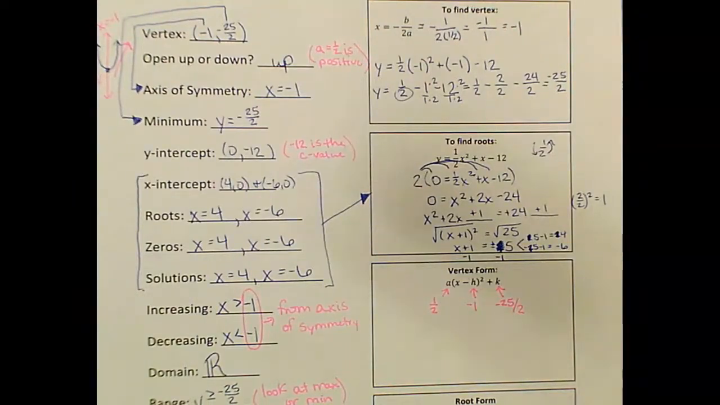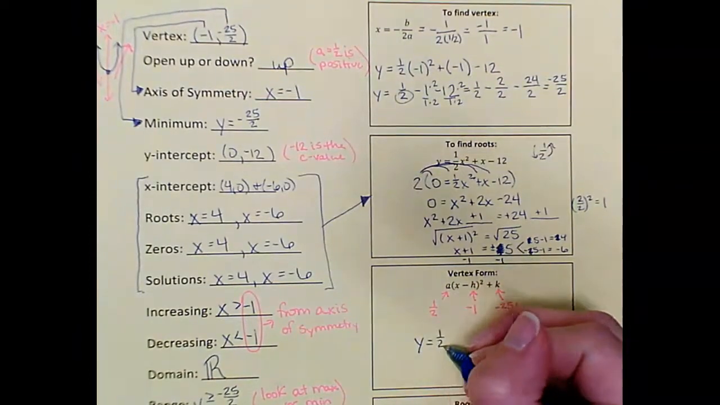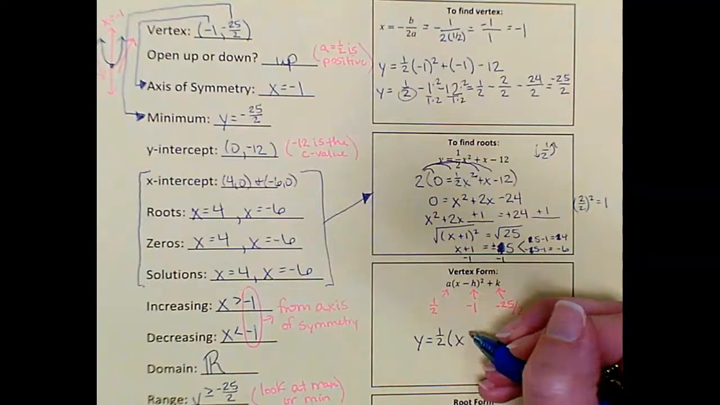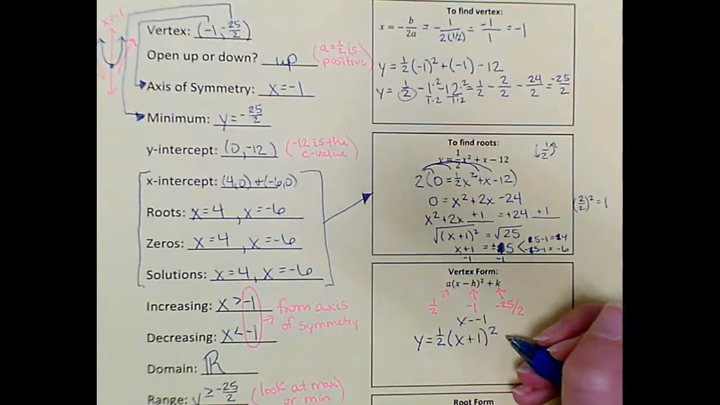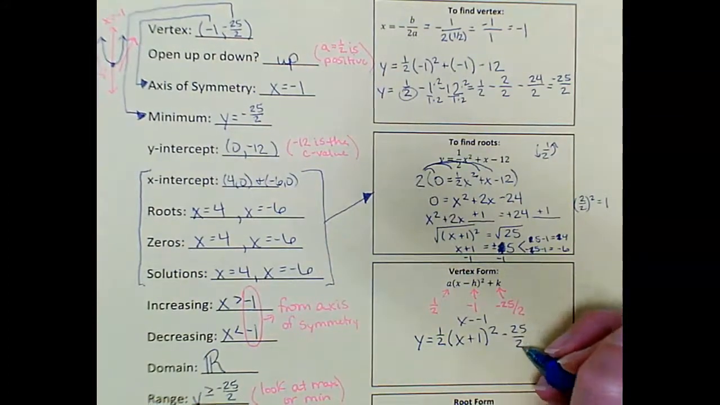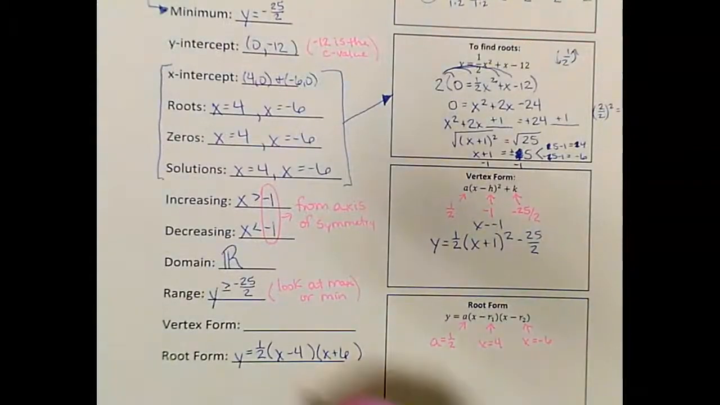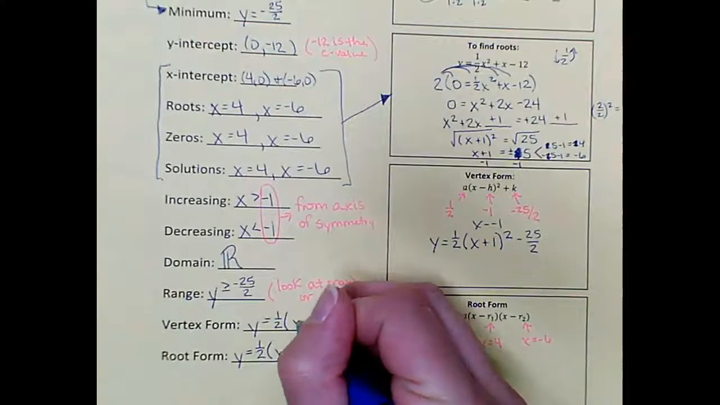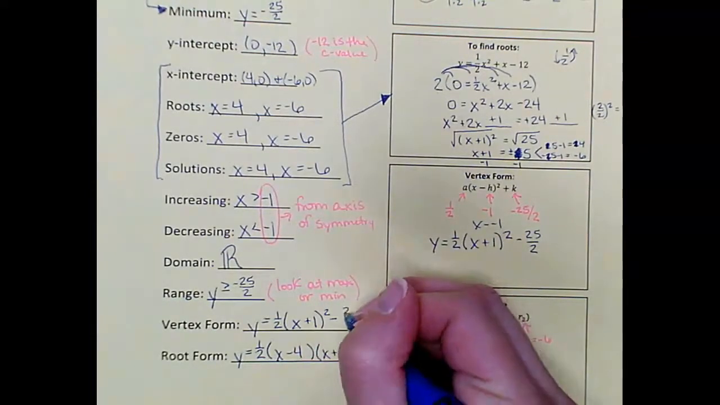So if I put all the pieces together, y equals A, which is 1/2, times (x minus -1)². Well, x minus -1 is x plus 1, right? Minus 25 halves. So that's my vertex form, and that's what I'm going to write here. So you take all the pieces that you know and you put them in the right place based on the form that it asks you for.